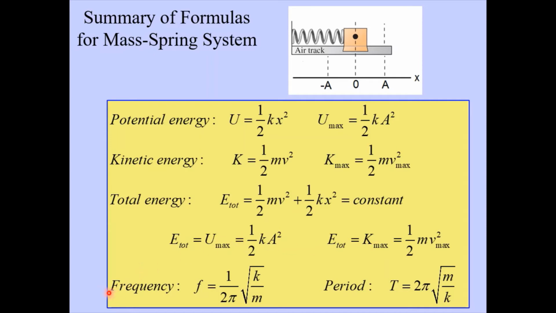And then down here is the equation we just learned for the frequency of the mass spring oscillator. And remember that frequency and period are reciprocals of each other. So if you take the reciprocal of the frequency, f, you get the period T. The period is then 2 pi times the square root of m over k, which is just the reciprocal of this result over here.